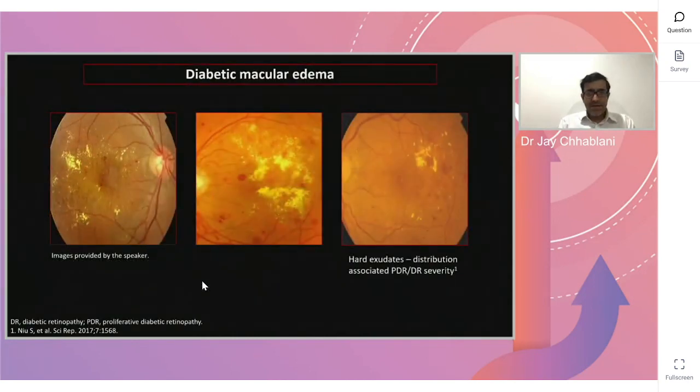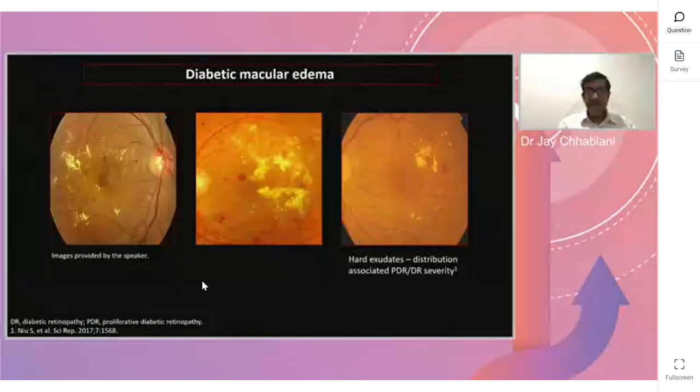So this audience does not need the definition for diabetic macular edema. We all know how to diagnose diabetic macular edema, but there are some key findings which I wanted to bring out when you examine the patient or when you're looking at the color fundus photograph.